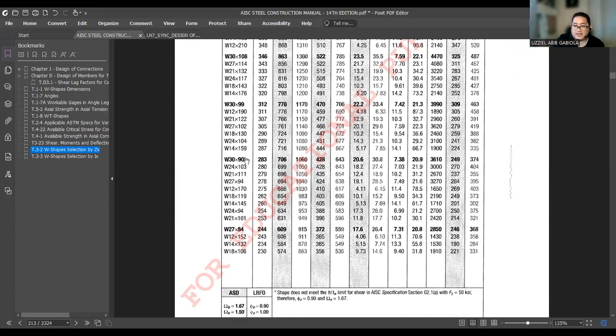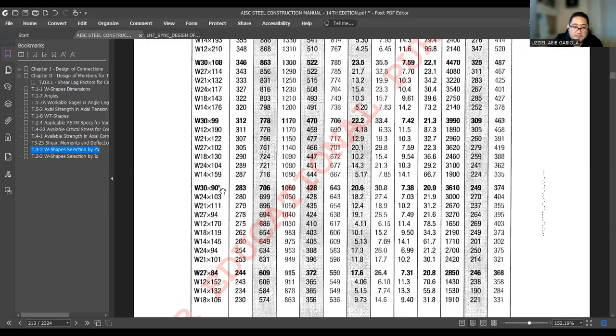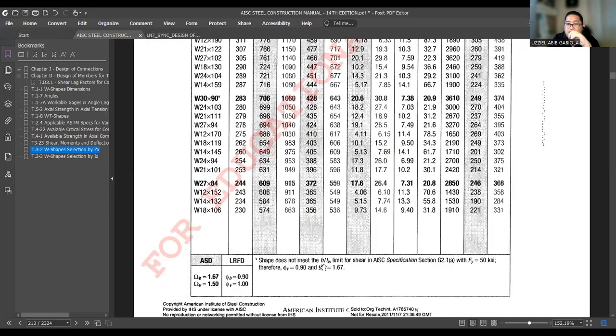But there is a note here, a V, which says the shape does not meet the h/tw limit for shear in AISC. That is what happened earlier in our solution: it did not meet the 2.24 limit. But upon checking another formula, we found that Cv is also equal to 1.0, but the required value of phi v is 0.9. That is why we used 0.9 in our solution earlier.